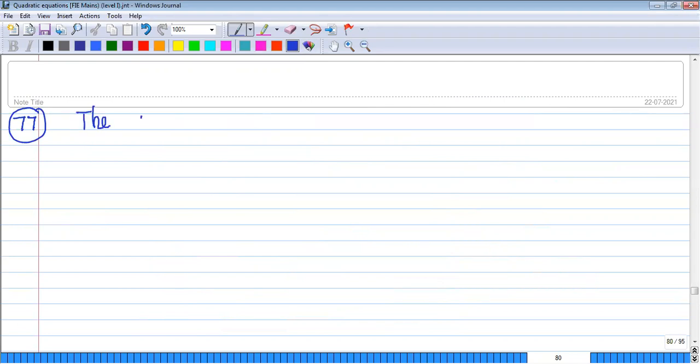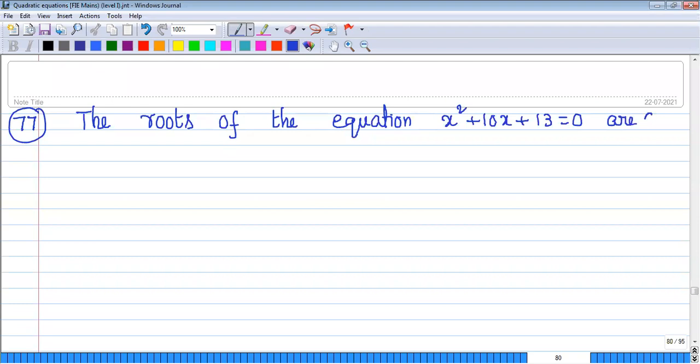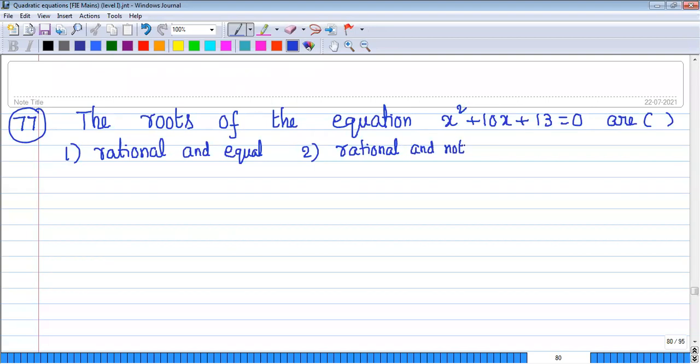The roots of the equation x square plus 10x plus 13 equals to 0 are: first option rational and equal, second rational not equal, third irrational, fourth imaginary. So try this question.